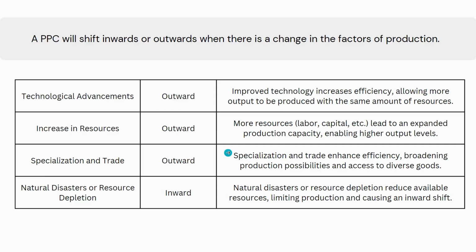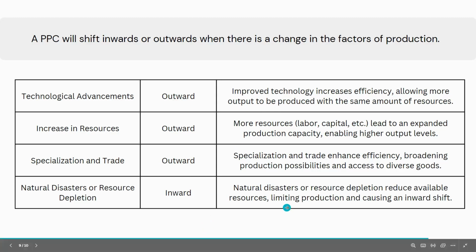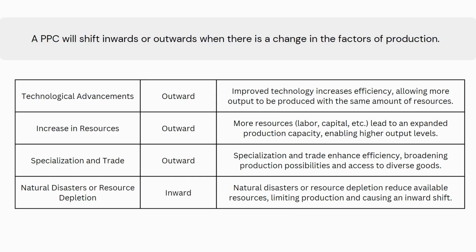Next is natural disasters or resource depletion. Because of this, the resources have become less in our economy, and the PPC will shift inward. Natural disasters or resource depletion reduce available resources, limiting production and causing an inward shift. Since we have less resources now, and those resources might have to be used somewhere else, because of that, we can make less toys and calculators.